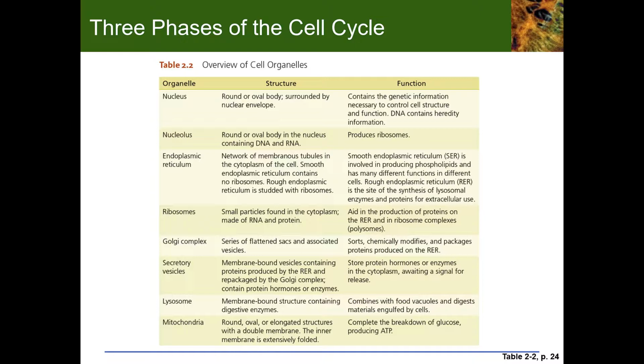The lysosome is a membrane-bound structure containing digestive enzymes. These can combine with food vacuoles and digest materials engulfed by cells. Finally, you have mitochondria, round, oval, or elongated structures with a double membrane. The inner membrane is extensively folded. It's called the cristae. Its function is the complete breakdown of glucose, producing ATP.